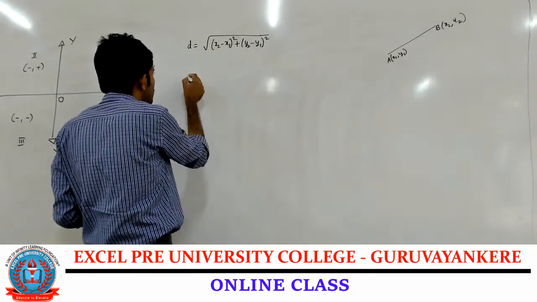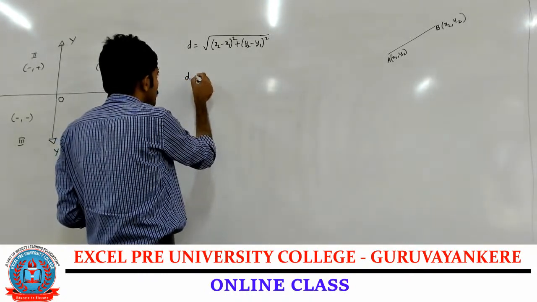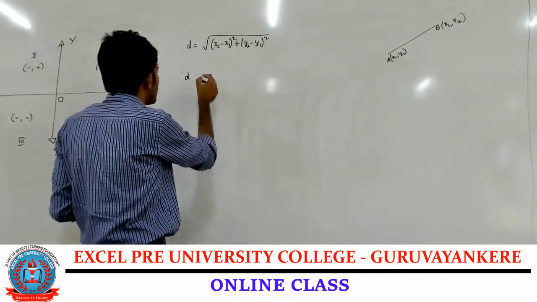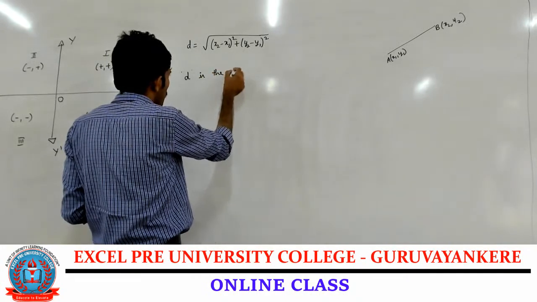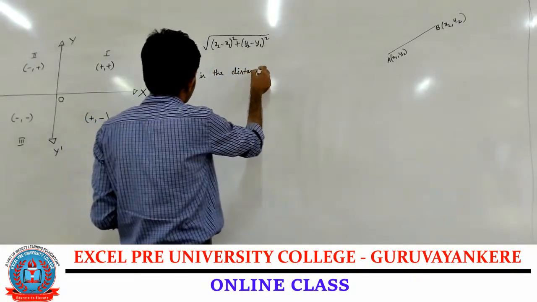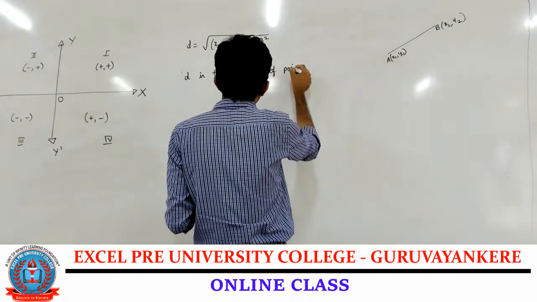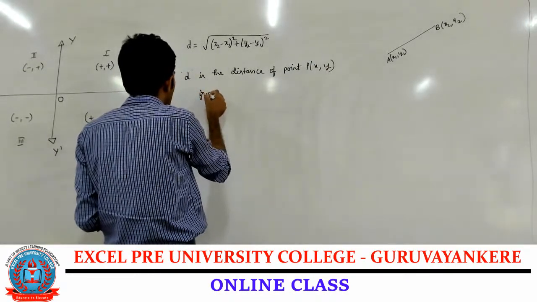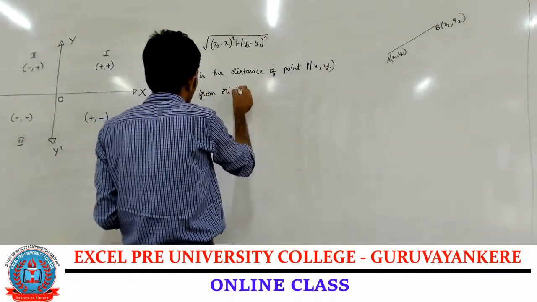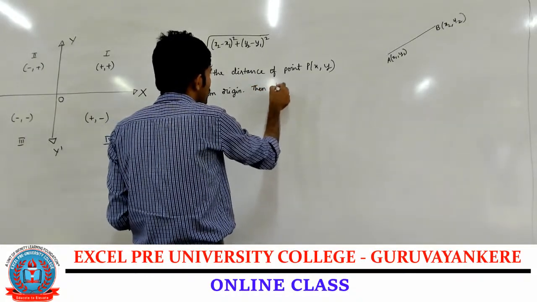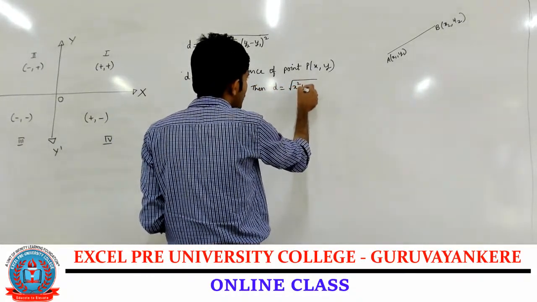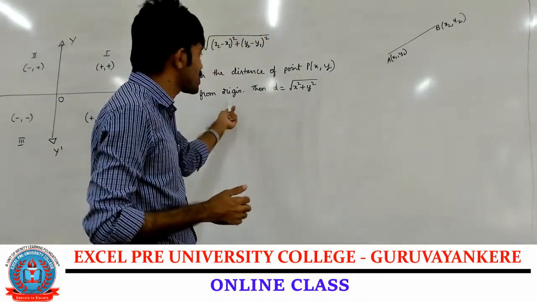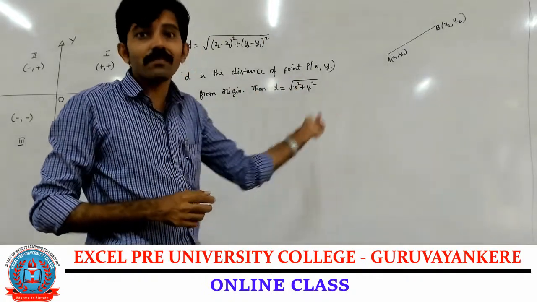And also we can find the distance of a point from the origin. D is the distance of the point P x comma y from the origin. The origin is 0 comma 0. Then d is given by root of x square plus y square.